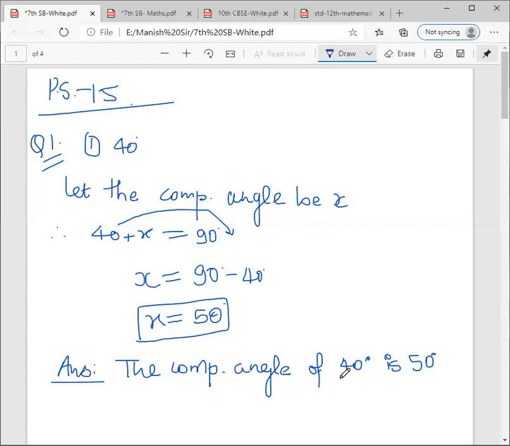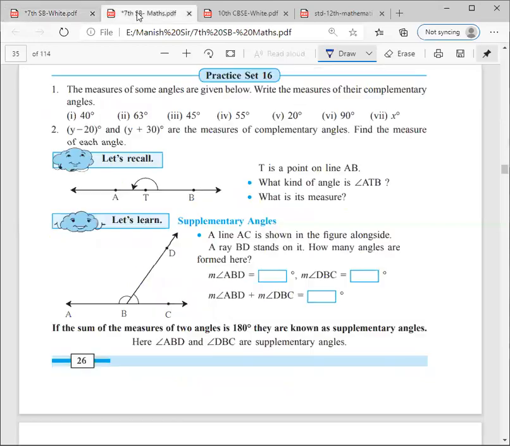I hope this one is clear. Yes or no? Everyone's reply, yes or no? Very good. One thing: I'm giving you 1 minute. You have to write each and everything in your notebook. Write it fast. Completed? Very good. Now you can start solving the next question.